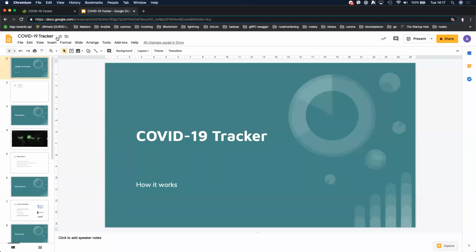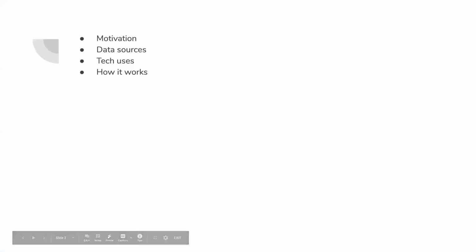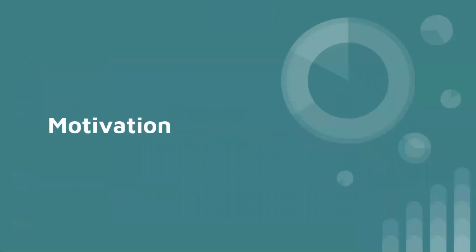Now let's talk about how we built this. So I'm going to present this. The COVID-19 tracker, how it works. We're going to go through 4 topics. First of all, the motivation behind the application that we built, the data sources that we used, the technology that makes it work, and then how it actually works under the hood. So let's get stuck in.